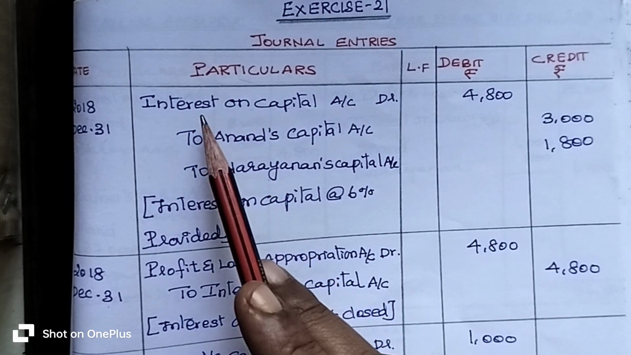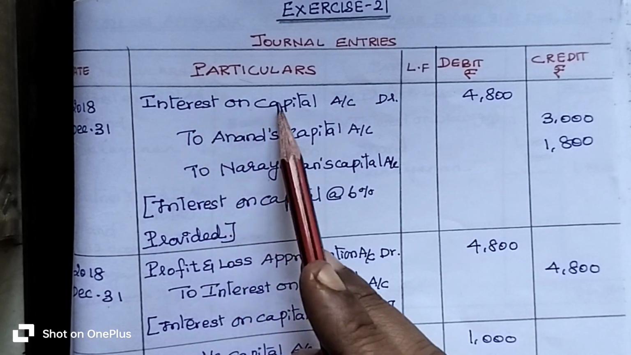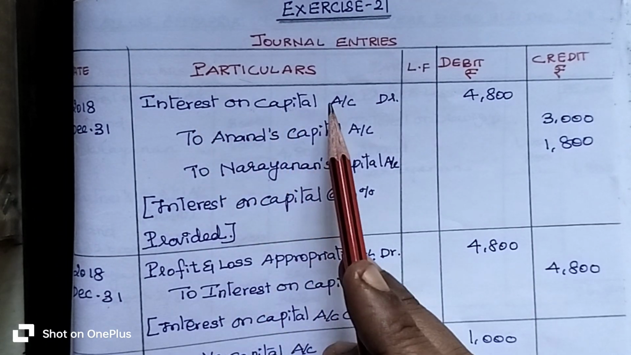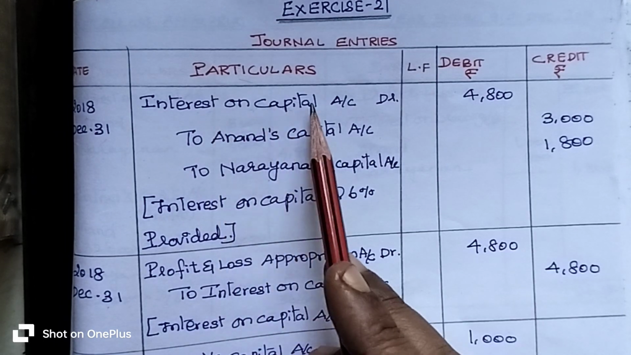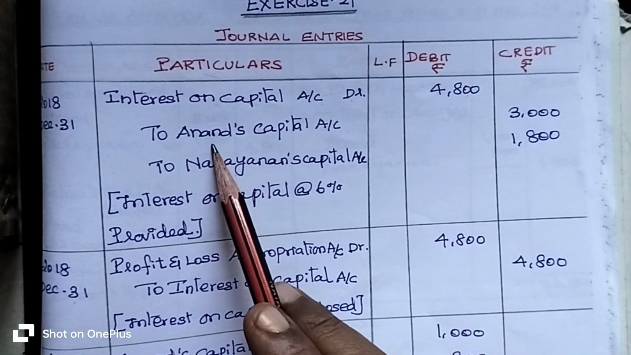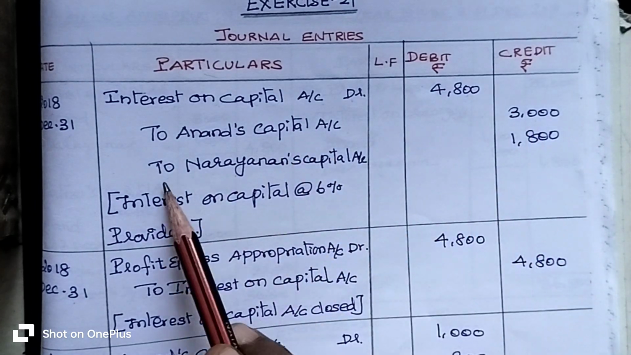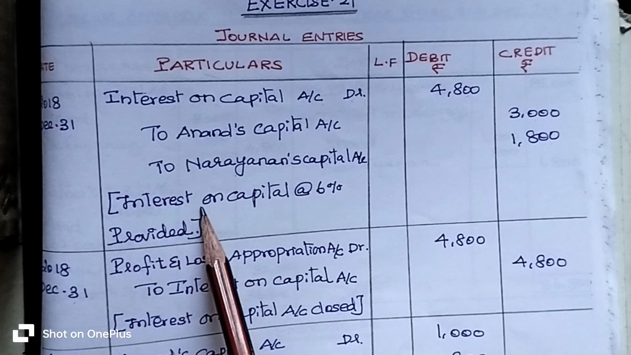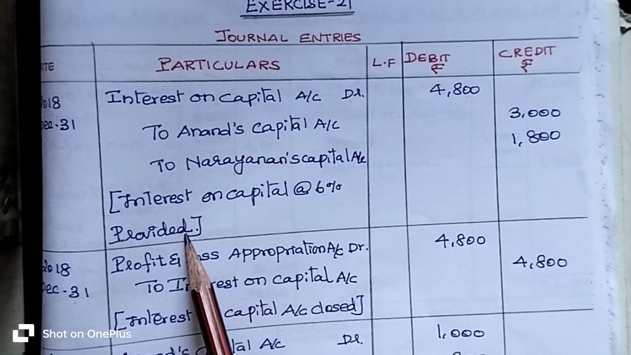Okay, so it is to be debited. All the losses and the expenses are to be debited. So interest on capital is to be debited. That means interest on capital account, total amount is 4,800. Anand's interest on capital is 3,000 rupees and Narayanan's is 1,800 rupees. The narration is interest on capital at 6% is provided.